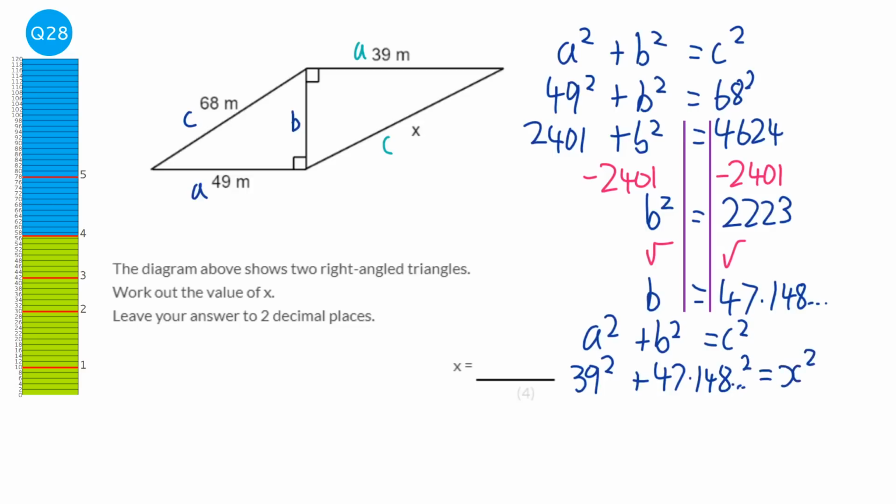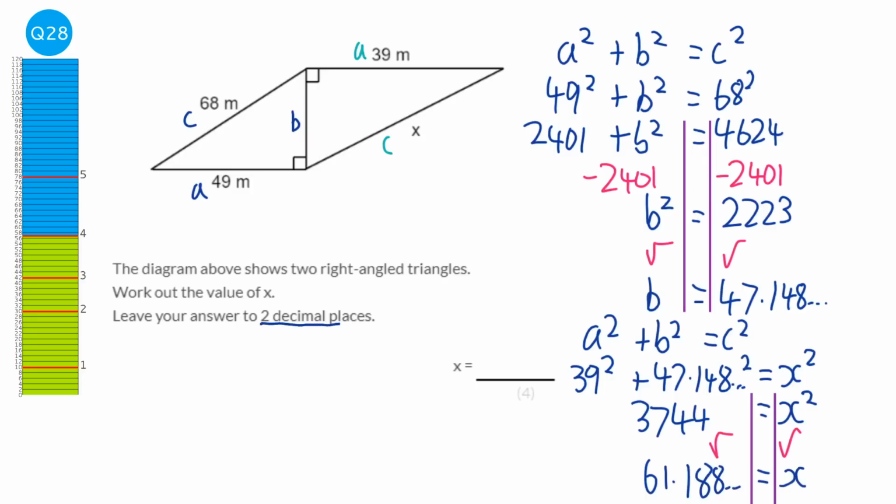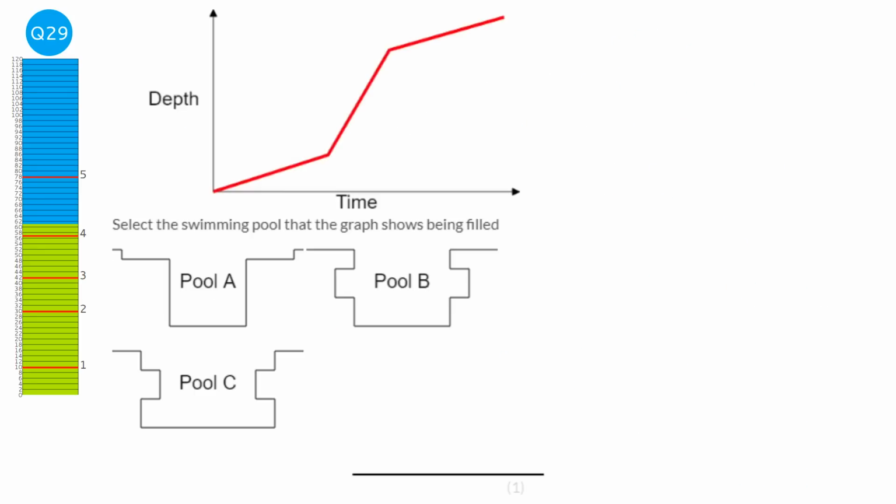Okay, so we need to square that. So we do 39 squared plus 47.148 squared, and that will be 3,744 equal to x squared. And we'll just get our lines in because we need to square root both sides, and we get 61.188 blah blah blah is equal to x. It says it wants it to 2 decimal places, so that will be 61.19.